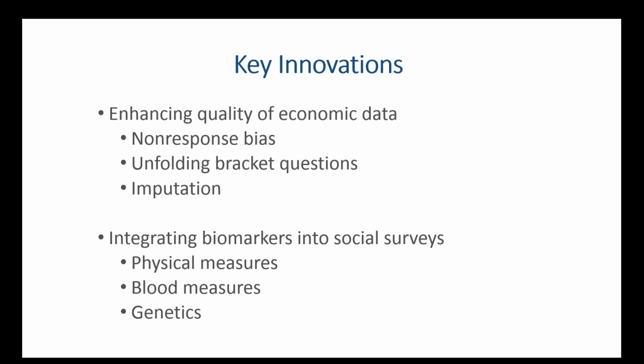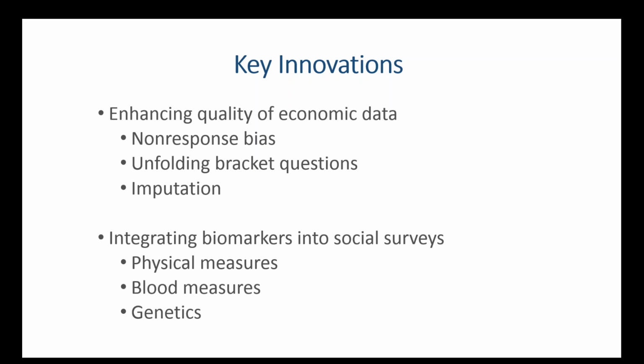So one of the innovations of this HRS family, this health and retirement family of surveys, is unfolding bracket questions, which narrow down the band of possible values if the participant is unsure. And then also imputation, so that in those cases where we don't know, we'll actually impute these values, so that if you use them in your analysis, you don't have to drop these people because they have missing values.